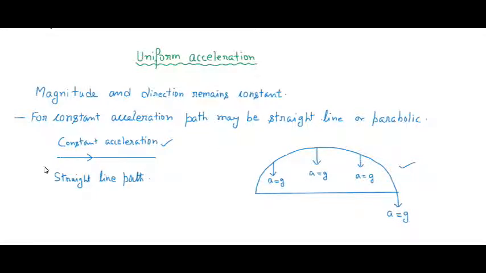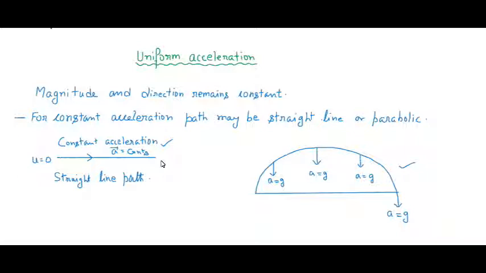Now here we need to consider when the path of a body will be a straight line when it is moving with a constant acceleration. If a body starts from rest, meaning its initial velocity u is equal to 0, and a is constant, meaning acceleration is constant, then the path of the body will be a straight line. Okay.